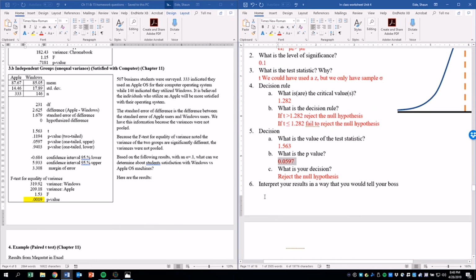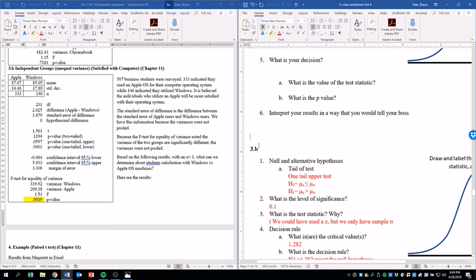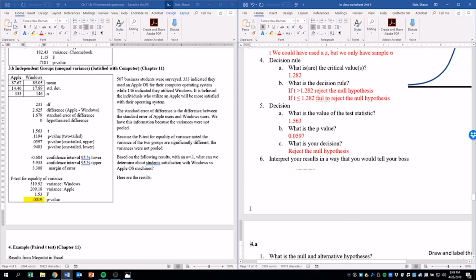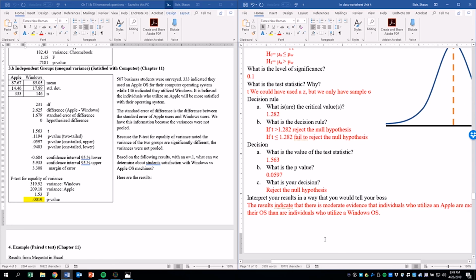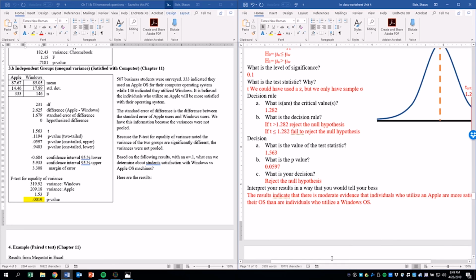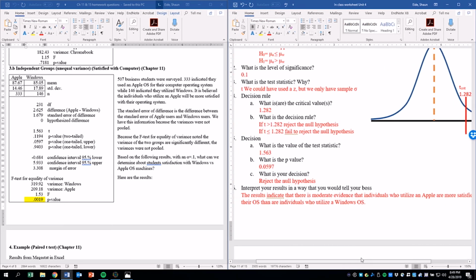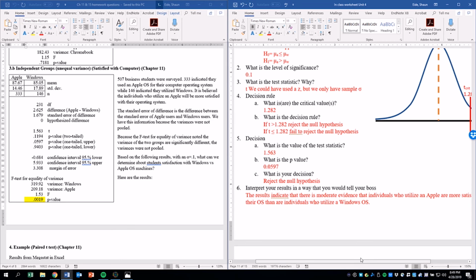Finally, we're going to interpret our results. And before we do that, I'm going to, there we go. I'm going to control it. And let's interpret our results. And what we're going to do to interpret our results is we're going to say the results indicate that there is moderate evidence that individuals who utilize an Apple operating system are more satisfied with their OS than individuals who utilize a Windows operating system.